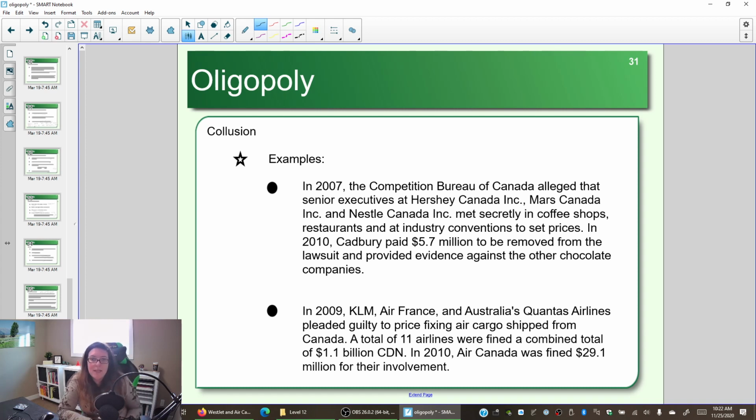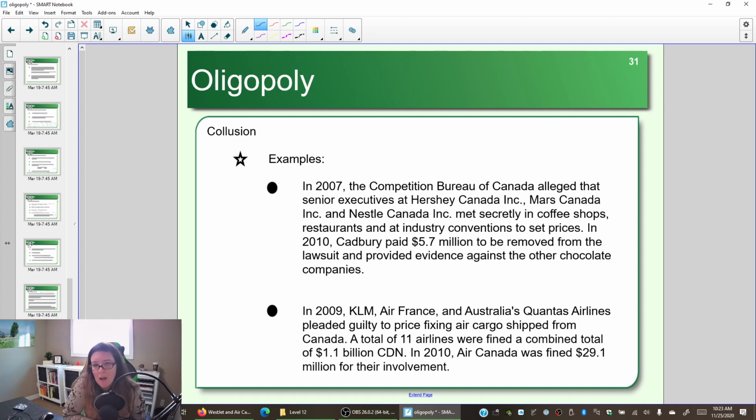Well, in 2010, Cadbury paid the government $5.7 million, essentially saying, we'll plead guilty, we'll pay a fine, we'll provide you evidence against the other companies in exchange for you not charging us any further and giving us other fines. In 2013, the remaining companies settled this lawsuit for $23 million. Okay, so where does that number come from?